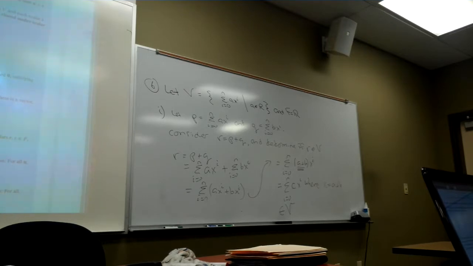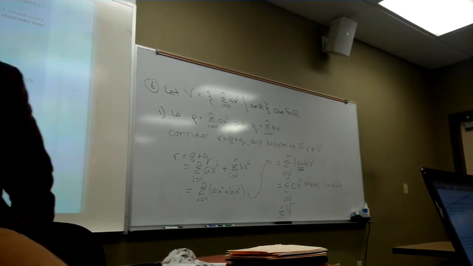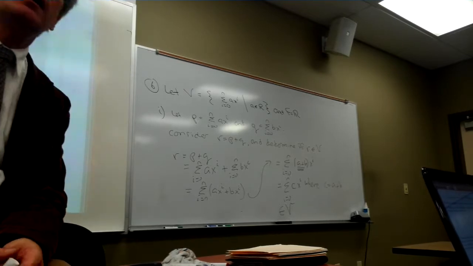For a given element of V, like the one that's already in there, the sum of the a x to the i's, do you think there's an additive inverse? Yeah, it's just simply.